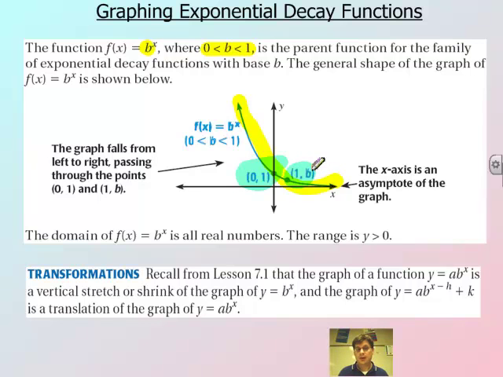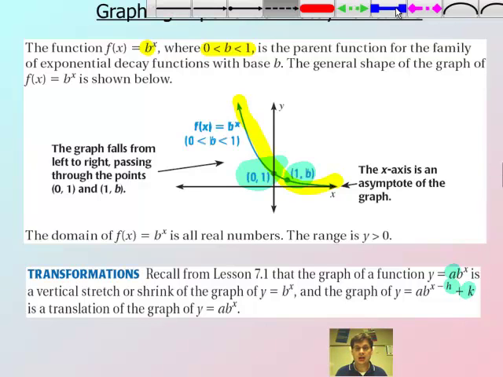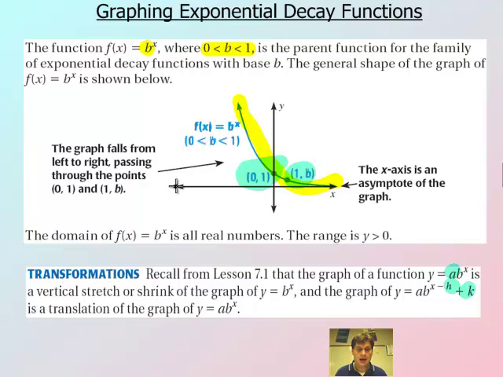So if your base is 1/2, then that's going to go through the point (1, 1/2). And then you transform it appropriately. If you're dealing with a vertical stretch or shrink with your value of a, you deal with that. And of course, your h and k work the same way as this. So that's, in a nutshell, the exponential decay function. Don't forget, these also have an asymptote that runs along the x-axis as well.